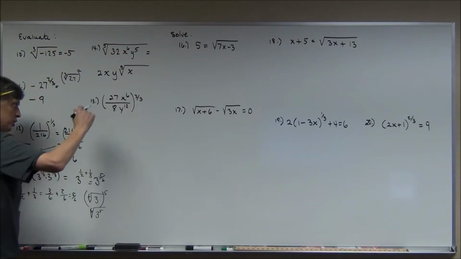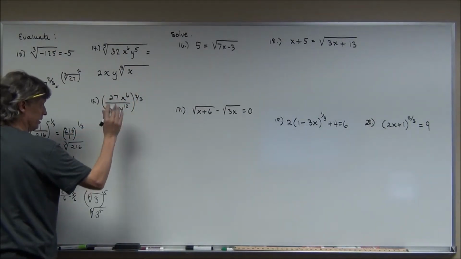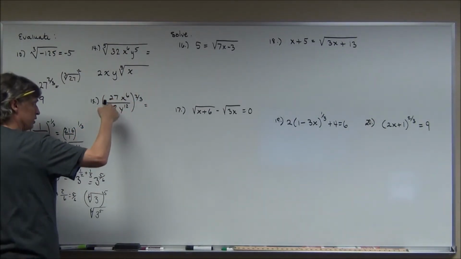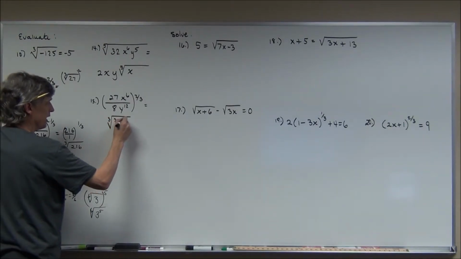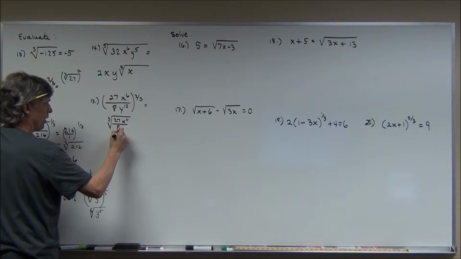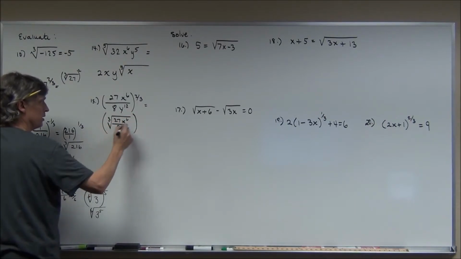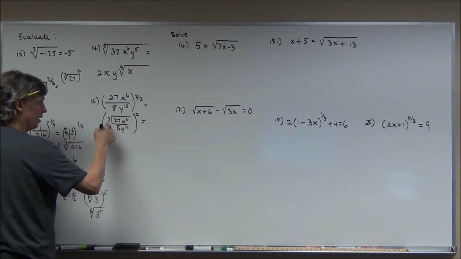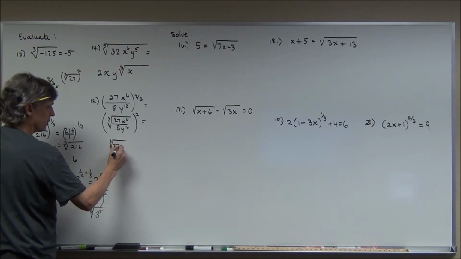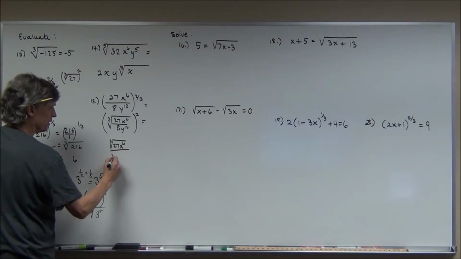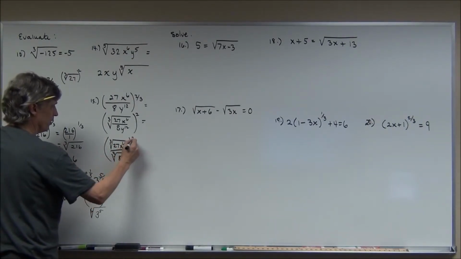So if you chose to do this, you could write in this manner. Because all that's going for you, you could think of this as the cube root of 27x to the 6 over 8y to the 12th, and then you're going to square it. Well, the cube root of a fraction is the cube root of the numerator over the cube root of the denominator, and all that's going to be squared.